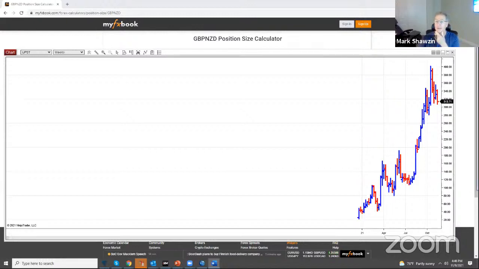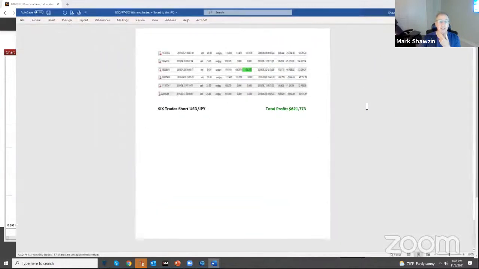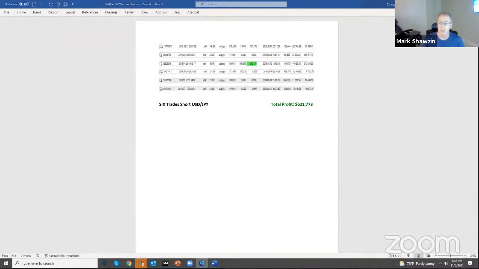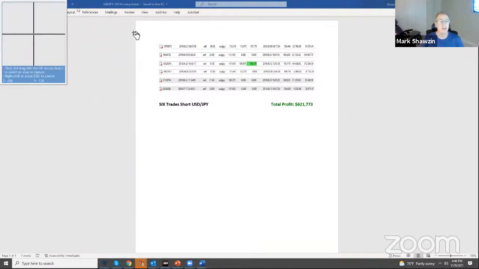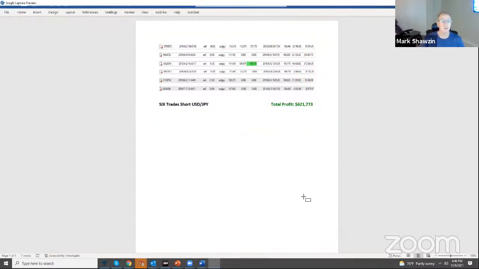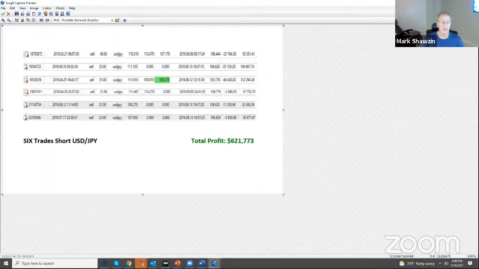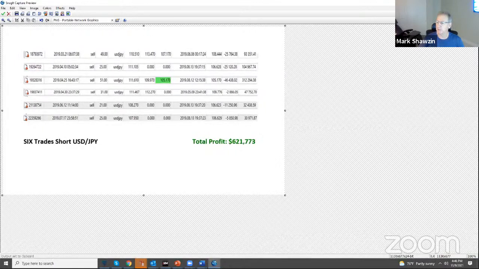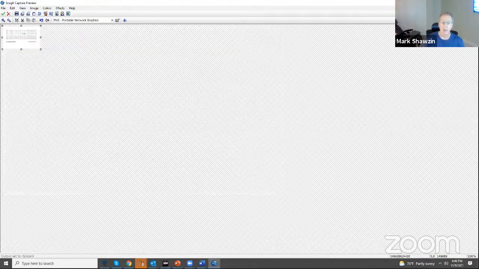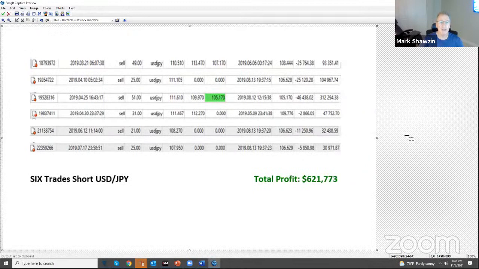So this was an extract of some trades that I did a while ago in the dollar versus the Japanese yen. Let me just blow this up a little bit. And whenever I show a trade that I sat in for a long time, there seems to be a misperception that you have to have a big account in order to do that.